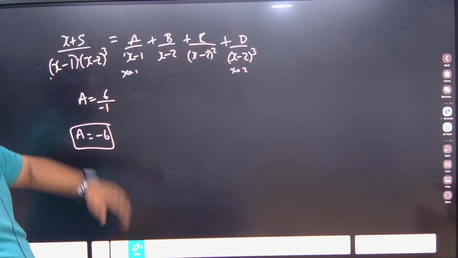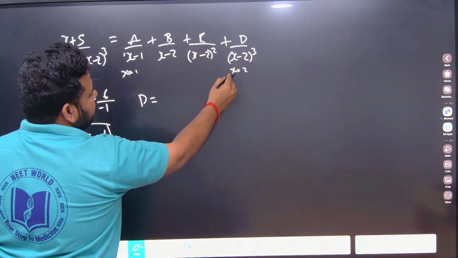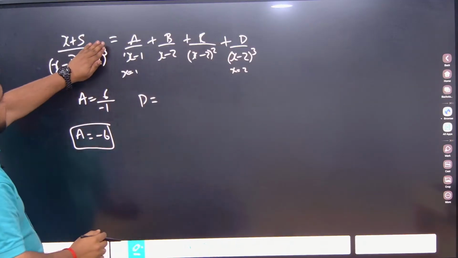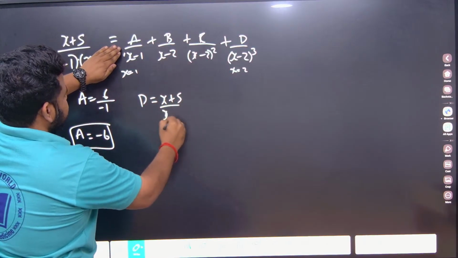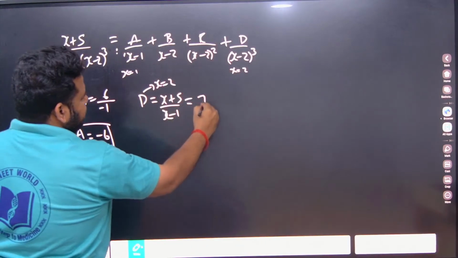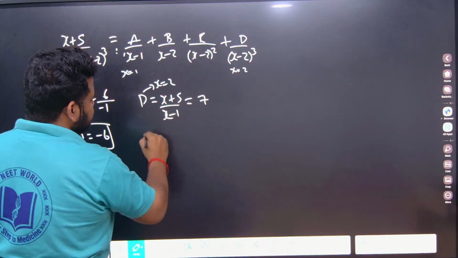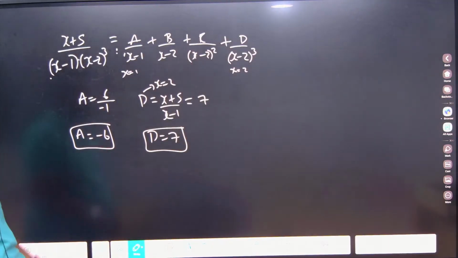Now directly I can find D. Under D, x minus 2 whole cube is there, so x will be equal to 2. I should close x minus 2 whole cube and I am left with x plus 5 by x minus 1. Putting x as 2, 2 plus 5 is 7 and 2 minus 1 is 1. So I'll get D value is equal to 7.